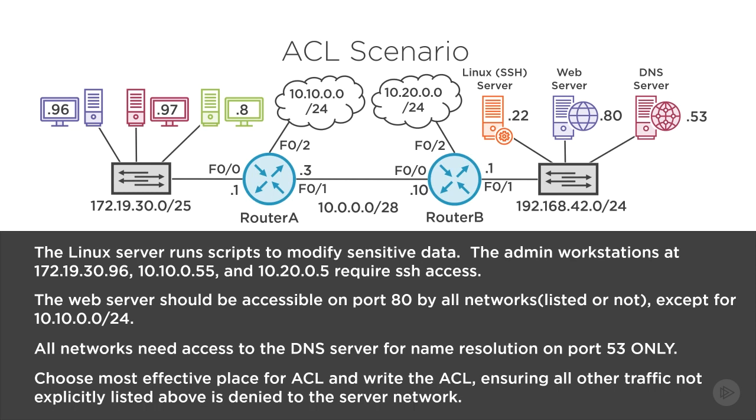So here's our requirements. The Linux server over on our server network 192.168.42.0 runs scripts to modify sensitive data within our network. The administrators that use this have workstations at 3 locations. One of the workstations is 172.19.30.96. The other one is 10.10.0.55, and the third is 10.20.0.5, and these all require just SSH access.